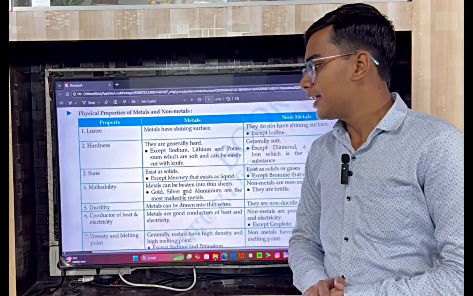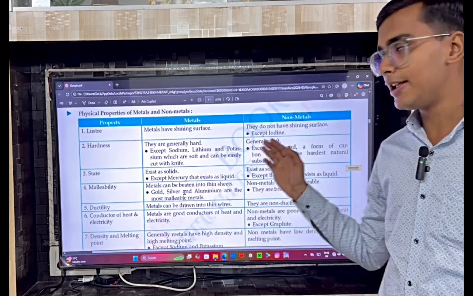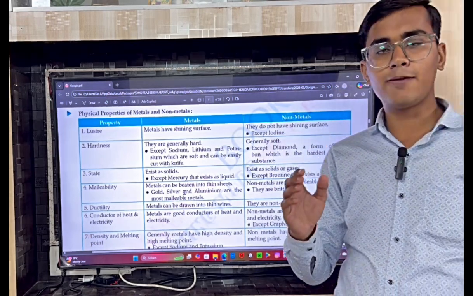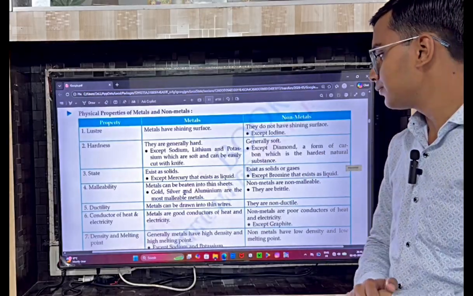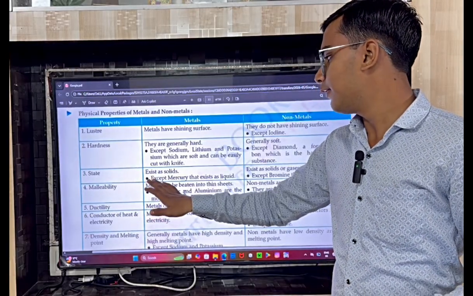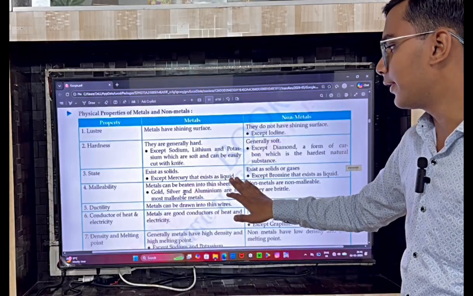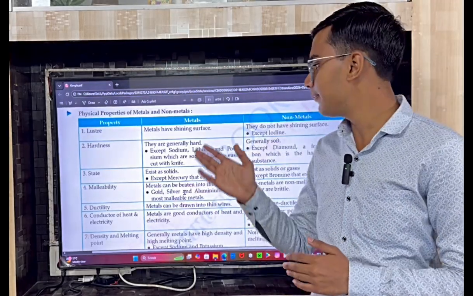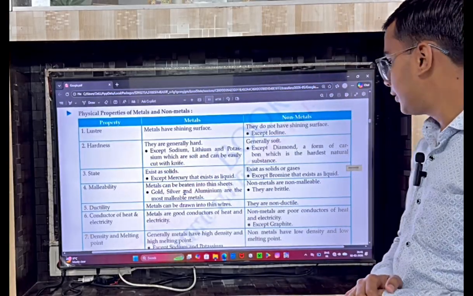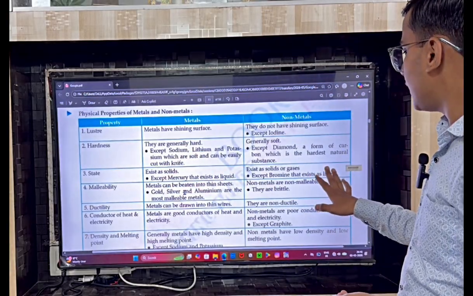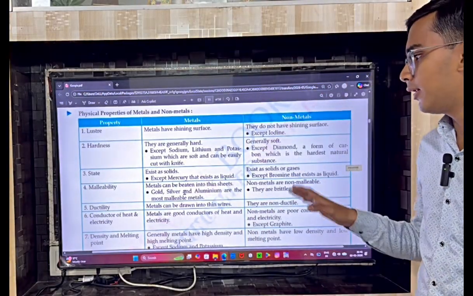Third, state. Metals are generally solid in nature, and non-metals are in the form of solids or gases. Another exception is mercury, which exists as a liquid. Mercury is an exception in metals that exists in a liquid state, and in non-metals bromine is the exception, which exists as a liquid.